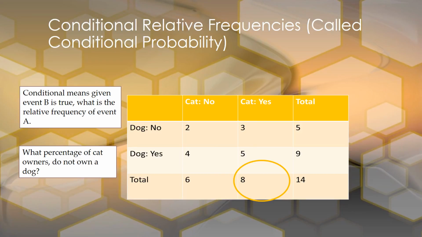And then we want to know what percentage of cat owners do not own a dog. So that would be 3. So we're going to do 3 divided by 8, which is 0.38 or 38%. So the relative frequency for that conditional probability is 38%.